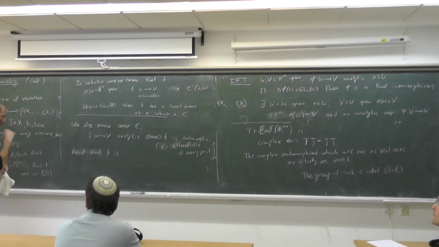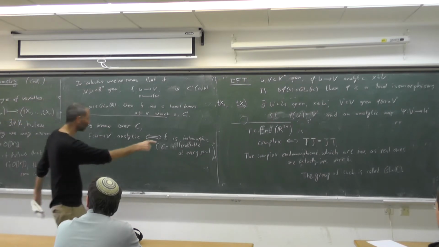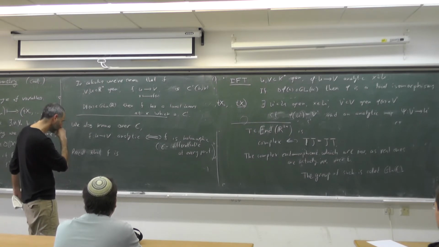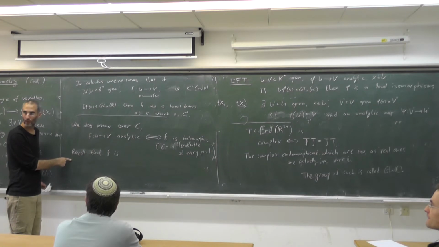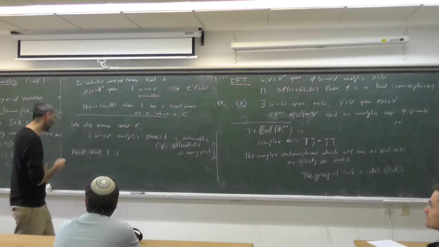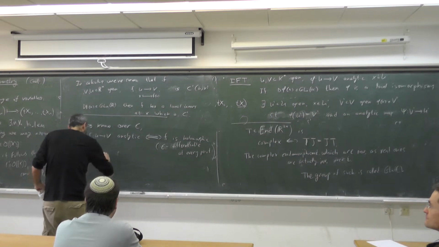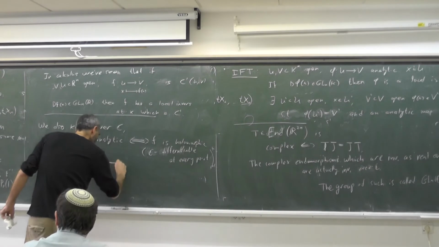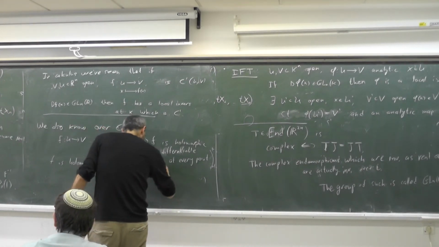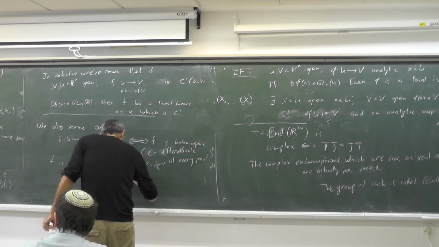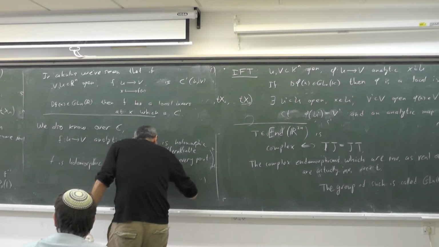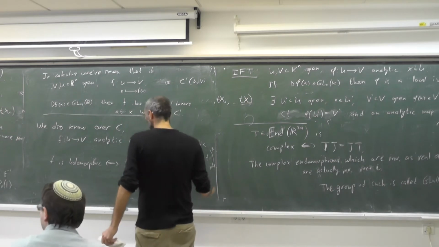So where am I? Okay, I just recalled what I wanted. What I want to write now is that what we have is an analog of the Cauchy-Riemann equation, right? In dimension n equals 1, this is Cauchy-Riemann. Recall that F is holomorphic if and only if F is real differentiable, this is C1, and DF commutes with this J.